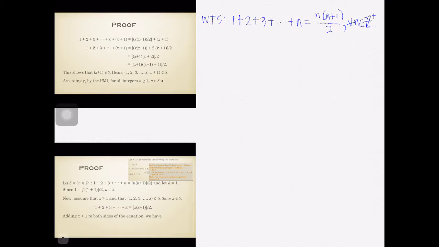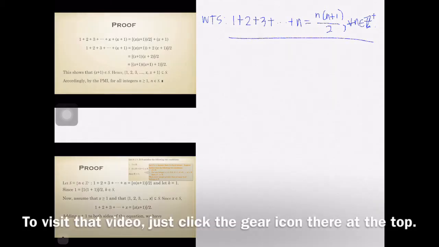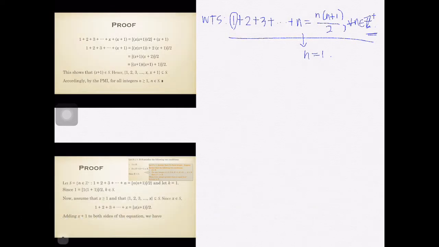If you watch that video wherein I discussed how to do the outlining of PMI, you would know that the first part of the proof would always be showing that this would work for the first element of the series, or the first element of the natural numbers, or the set of positive integers here, which is n equals 1. It was also noted in that video that you just have to denote the set S that would contain all the elements that would satisfy the equation right here.